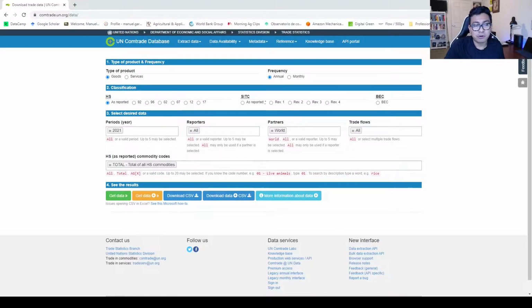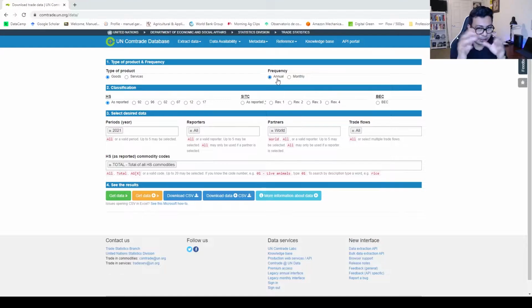Number one, the type of product and frequency. For the type of product, we have goods and services. For this example, we're gonna be working with beef as the product, as the commodity. So this is a good. And the frequency, I'm going to stick with annual.